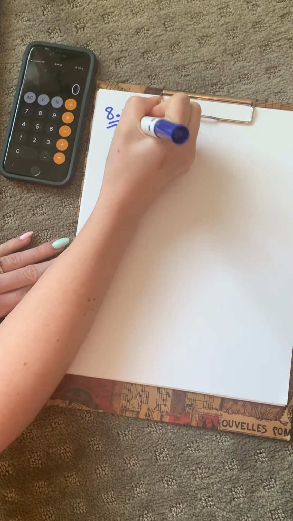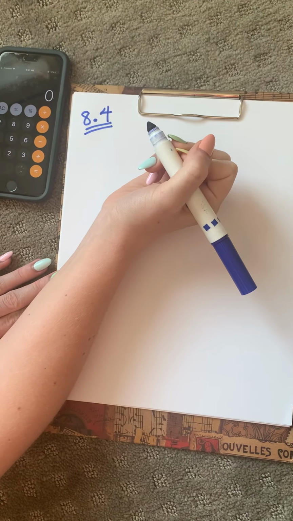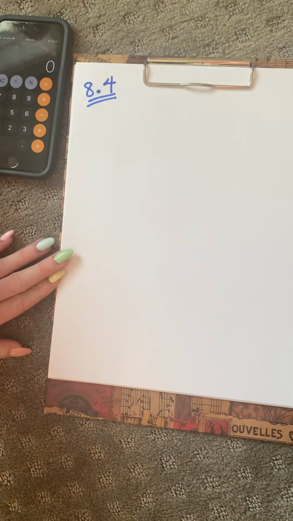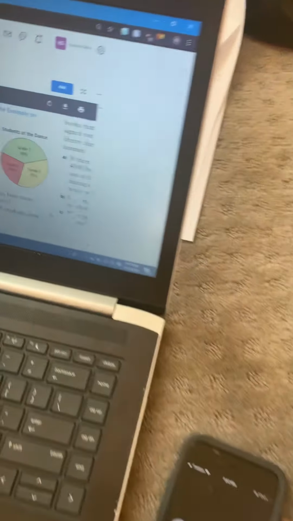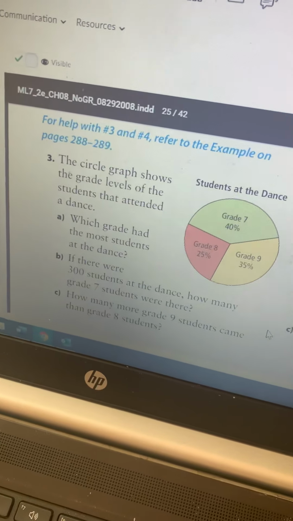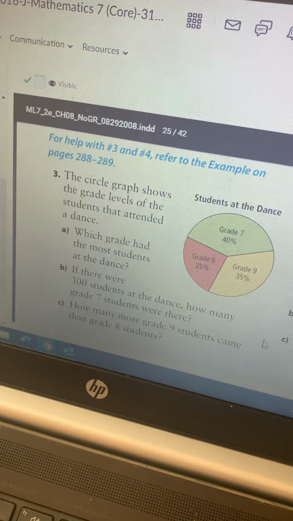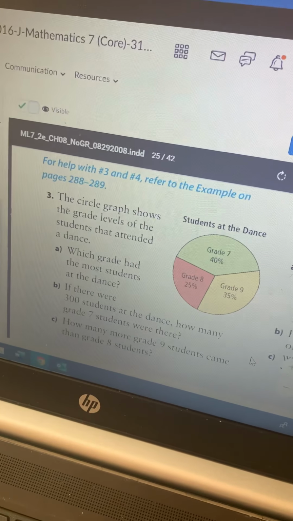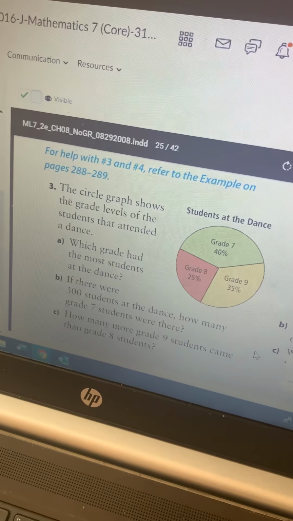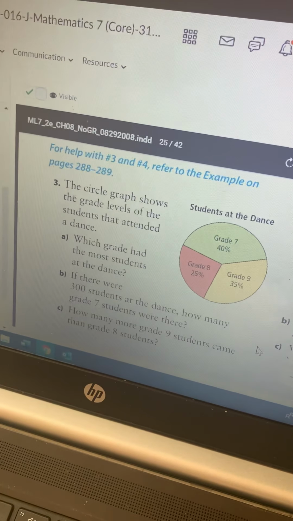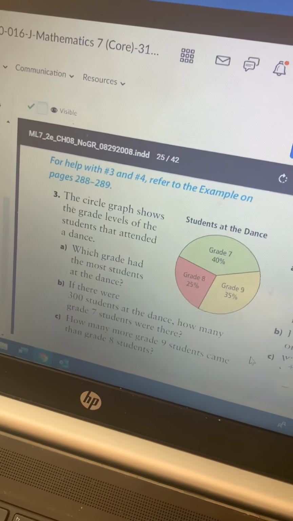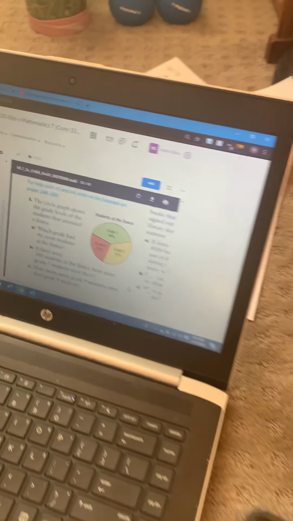8.4, and I think the best way to explain 8.4 is to do a question. So we're going to do question 3 together right now. Question 3 says, the circle graph shows the grade levels of the students that attended a dance. A is, which grade had the most students at the dance? B, if there were 300 students at the dance, how many grade 7 students were there? And then C, how many more grade 9 students came than grade 8 students?